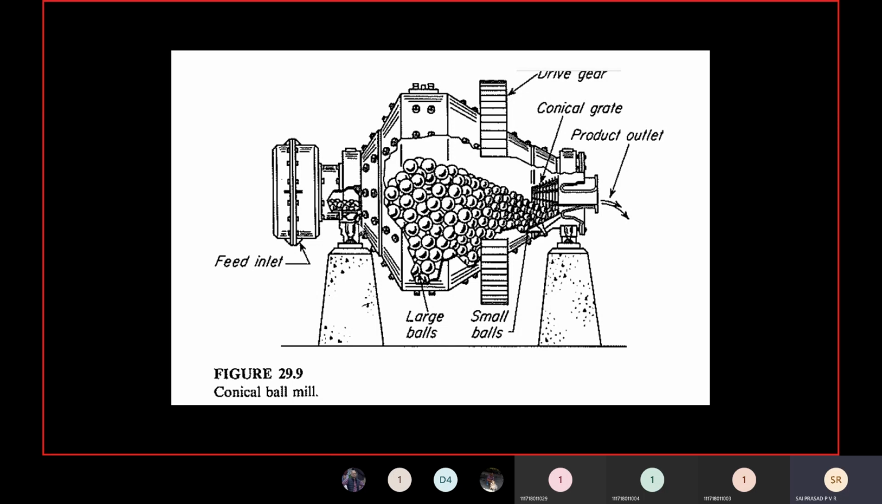And as the particle sizes decrease, what will happen? It will try to concentrate along the axis of the ball mill, because as the mass is less, it experiences less centrifugal force. So we are supposed to increase the centrifugal force on this particular object. How is it possible? By reducing the denominator. That is the reason why we have a converging nozzle at this particular end.